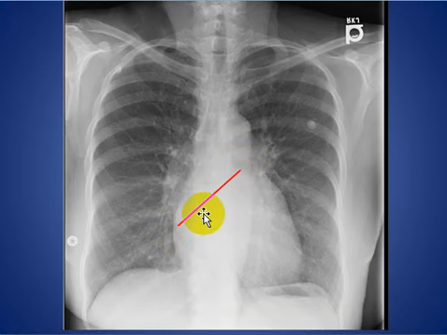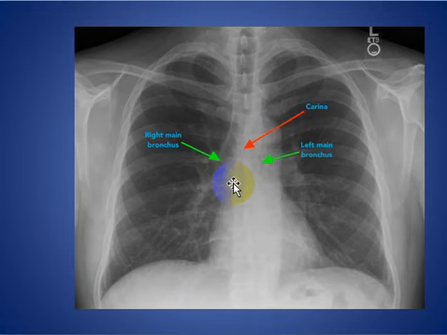Here, this is the line showing how to see the left atrial enlargement. This is the line from the mid right border of the double density to the mid border of the left main bronchus, and it should be less than 7.5 centimeters in males and 7 centimeters in females. If it is more than this, there is left atrial enlargement.